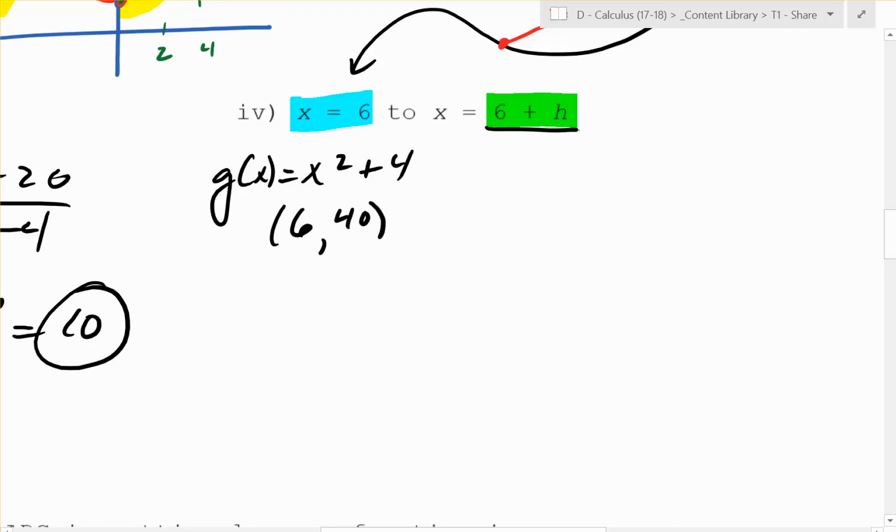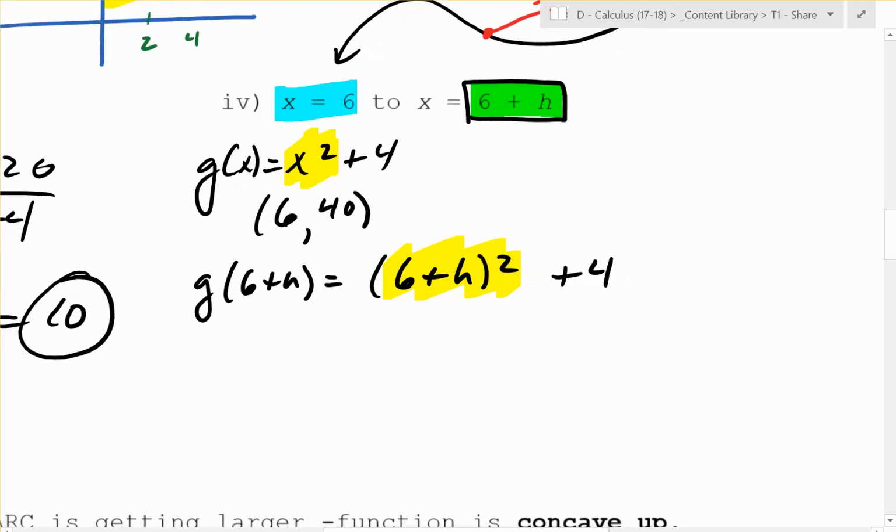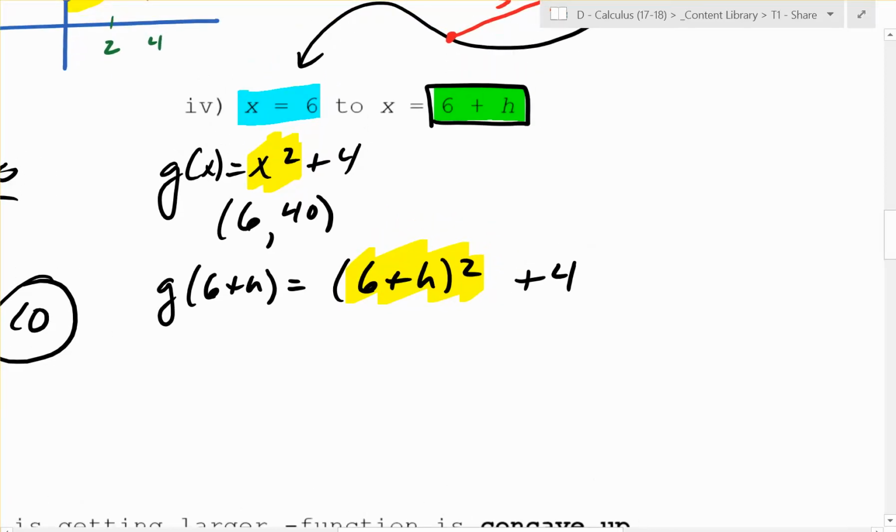But what happens when you plug in 6 plus h? Well, g of 6 plus h is going to be 6 plus h squared. That's the x squared part right there. And then you have plus 4. So you could multiply it out, or you could leave it like it is for now, because we don't have to do it out yet. So what's the point? 6 plus h, comma, 6 plus h squared plus 4. So these are the 2 points we have.